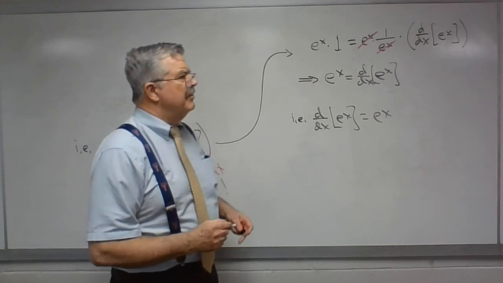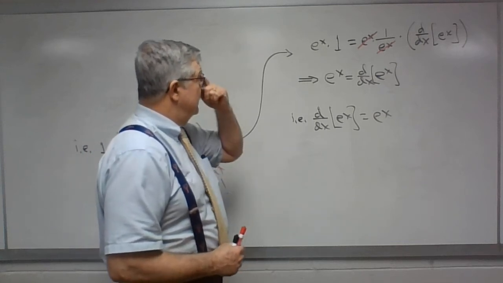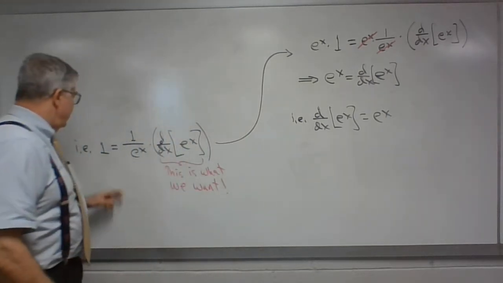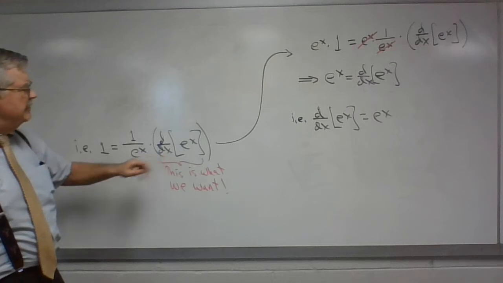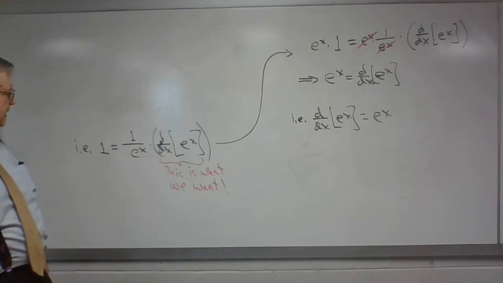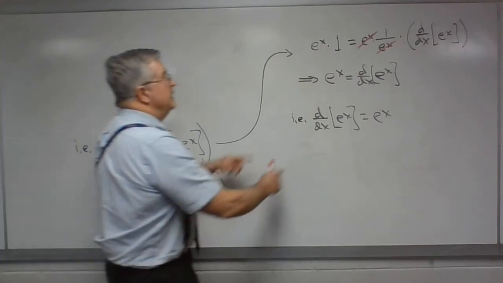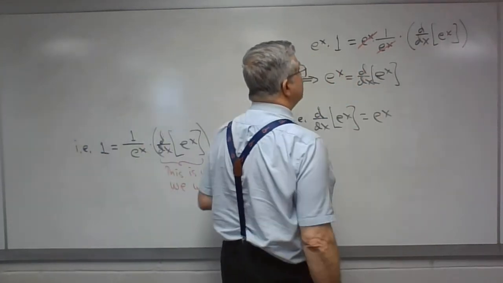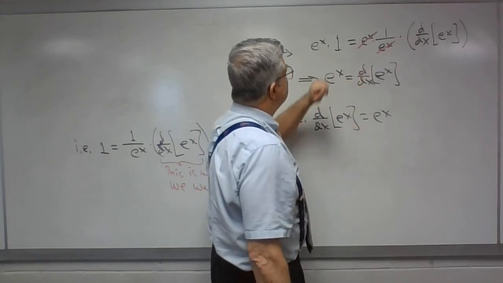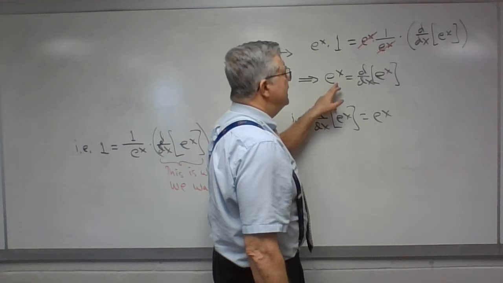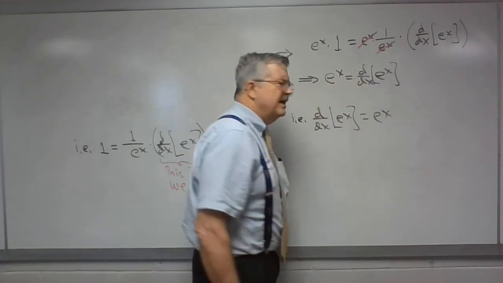Wait a minute, that can't be right. Let's see. I had 1 equals 1 over e to the x times the derivative of e to the x. And then I just multiply both sides by e to the x, and the e to the x cancel. So that's 1, that's e to the x. And I get e to the x equals the derivative of e to the x. Son of a gun, I guess that's right.